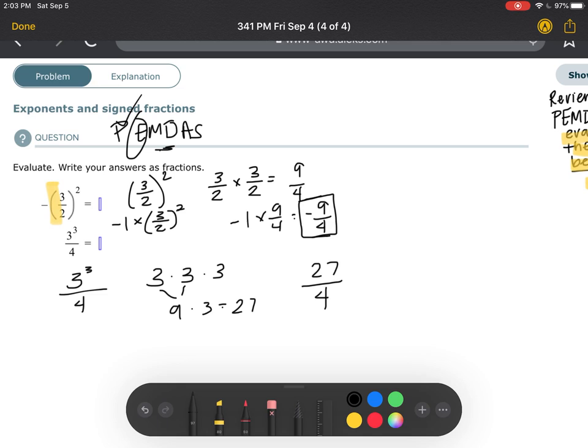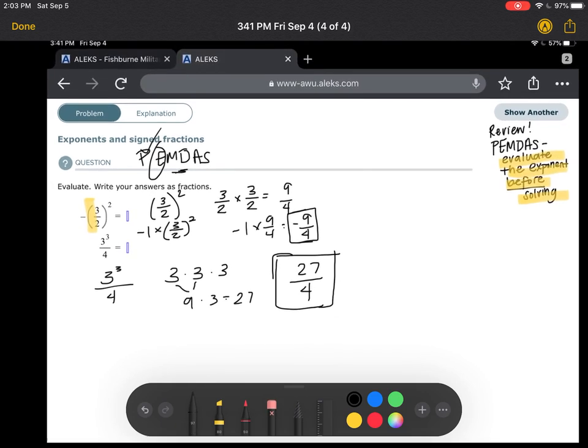But we're not going to do this. We're not going to divide and make this into a decimal number because it tells you to write your answer as a fraction. So technically, you don't even need to do that. Because this can't be simplified anymore, we are done.